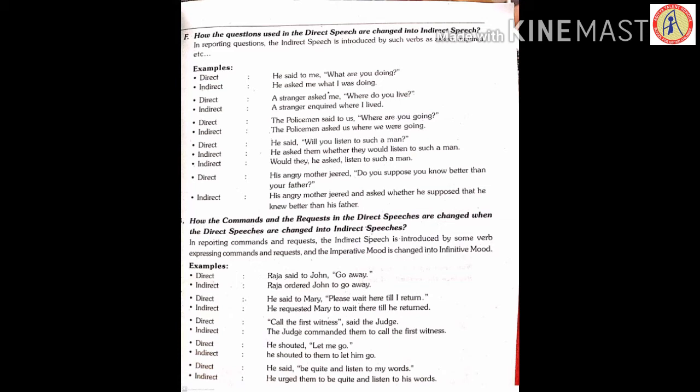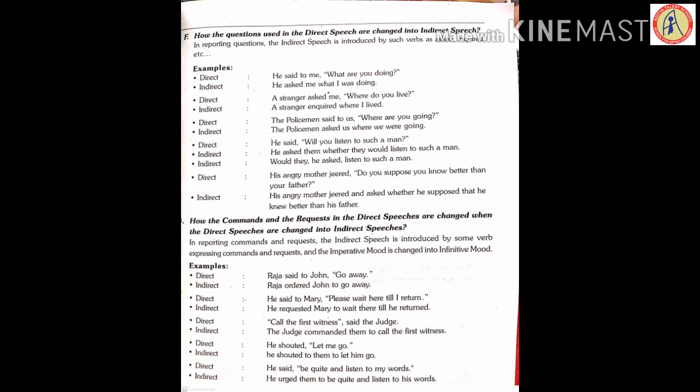A stranger asked me, "Where do you live?" A stranger inquired where I lived. Or you can also state, a stranger asked where I lived. See how we are going to change the interrogative to assertive. If you observe there, WH plus helping verb plus pronoun is interchanged into WH plus pronoun plus helping verb. The policeman said to us, "Where are you going?" The policeman asked us where we were going.